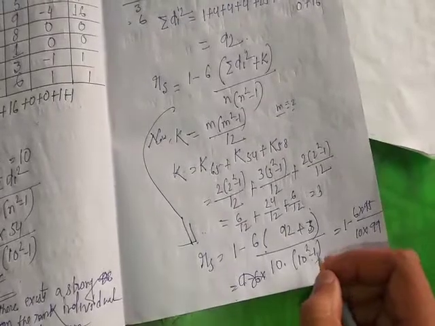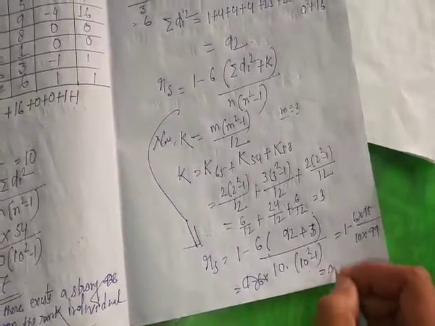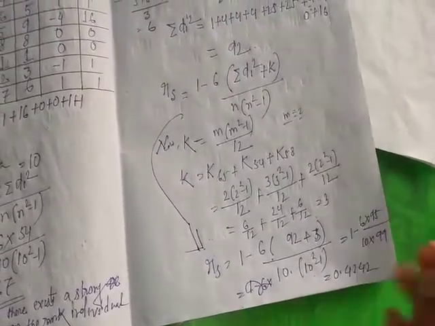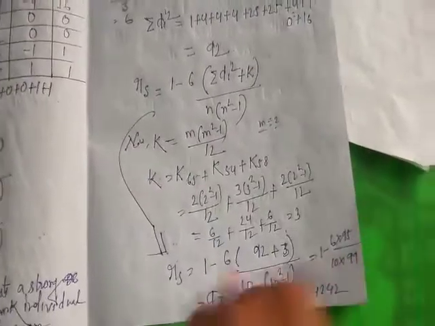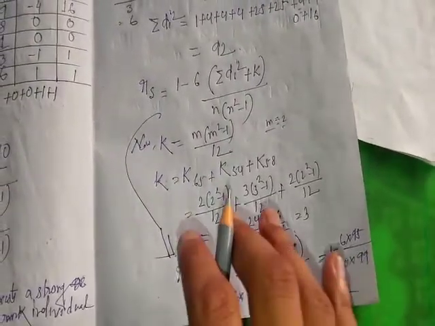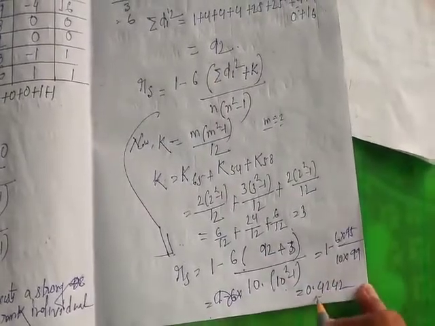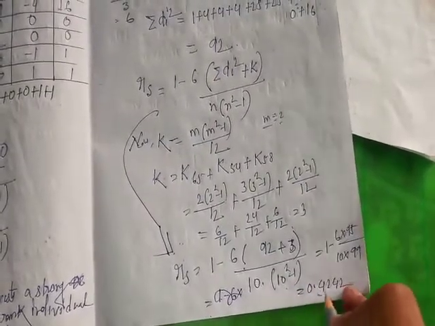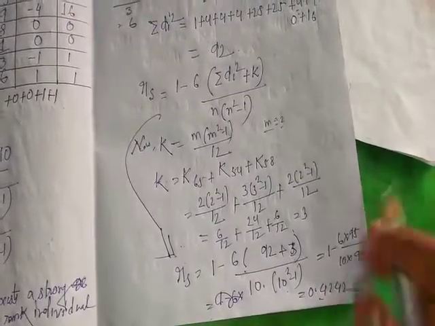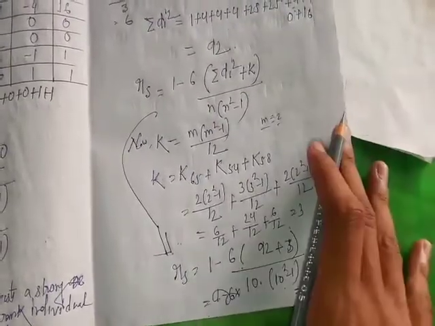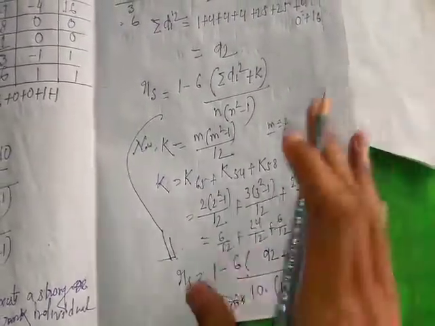After calculation we get 0.4242. So this is the required result. So hence the rank correlation coefficient for the set of following data is 0.4242. So 0.4242 is the rank correlation coefficient for the set of data. Clear?